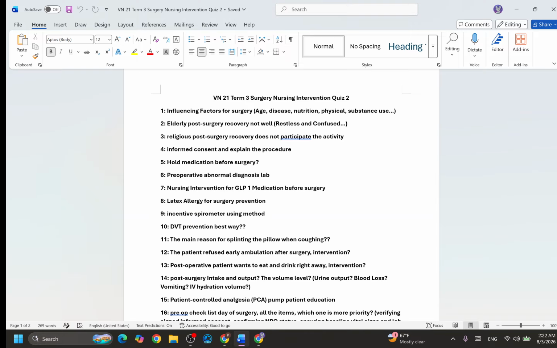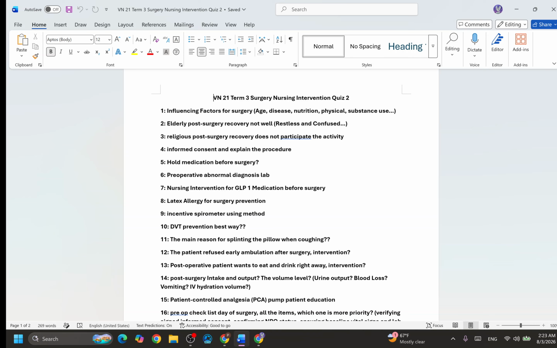Sixth, before the surgery, a normal diagnosis lab. That means before the surgery, we need to get some kind of diagnostic exam, right? Either we draw blood or do urine analysis, maybe an EKG, or maybe a chest X-ray, or maybe a CT scan or MRI.